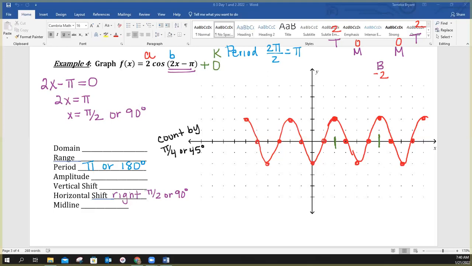So the domain is all real numbers. The range is my lowest and highest y values, which is -2 to 2. My amplitude is 2. And my K value is 0, so I didn't have a vertical shift. And my midline is y equals 0.